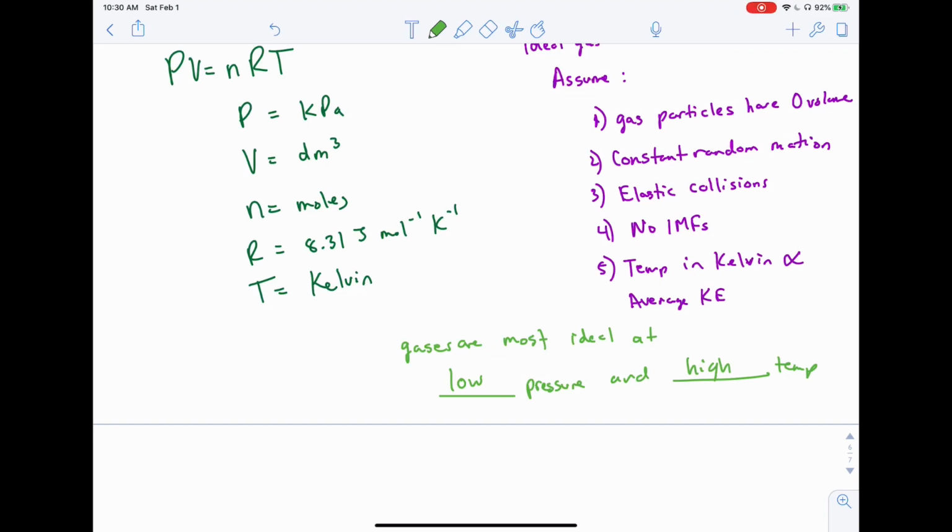That's one of the statements the IB wants you to know: understanding the deviation of real gases from ideal behavior. So the opposite would be true to be least ideal, right? High pressure, low temperature would be the worst scenario for that.